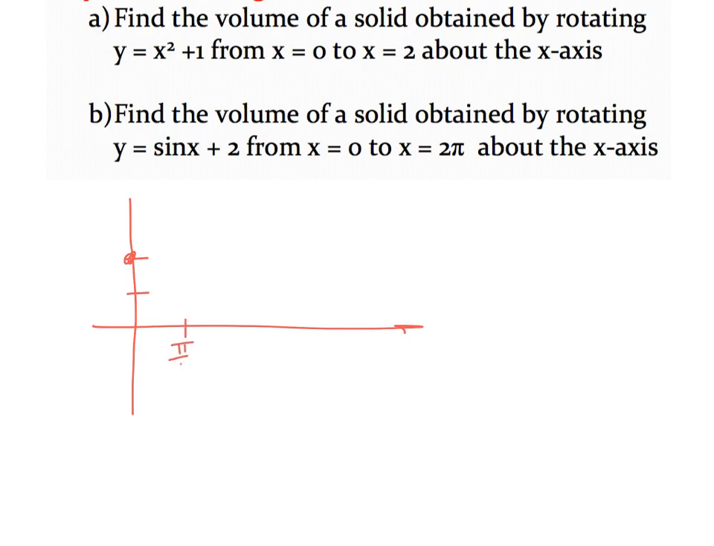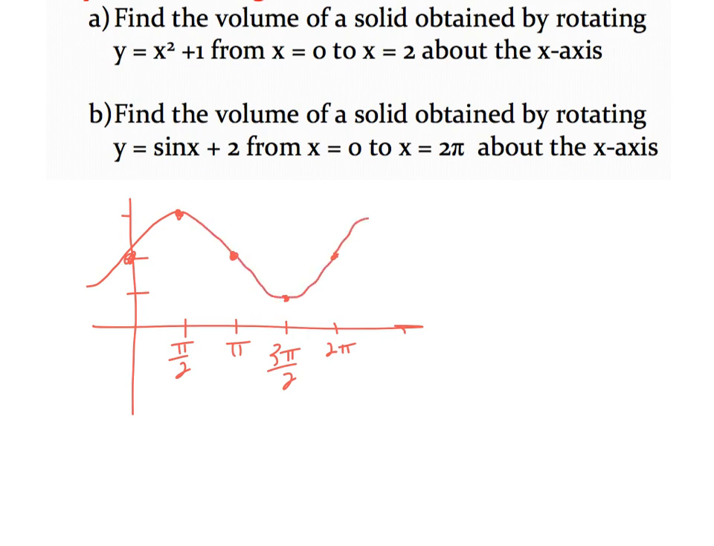At pi over 2, it's at 1, so it's going to be up 2 from that, so it's going to be at 3 then. At pi, it's at 0, but adding 2 to that, it's going to be 2. At 3 pi over 2, it's negative 1, so it's going to be at positive 1 there if I add 2. And then at 2 pi, it's back to 0, but if I add 2, it's a y value of 2. So this is what the sine of x plus 2 looks like.